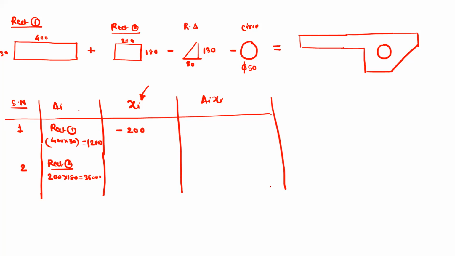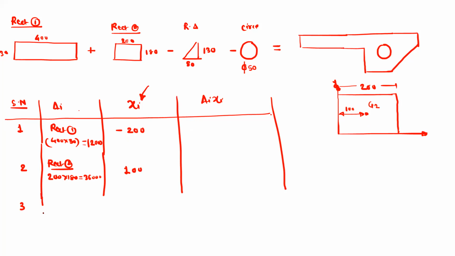So I will draw this separate figure. This is the x and y axis, and this is the location of rectangle 2. It is in the first quadrant. This is the center of gravity, G2, and this is the x coordinate. This distance is given, that is equal to 200, so the x coordinate will be at 100 mm distance with respect to the y axis. So this is plus 100.